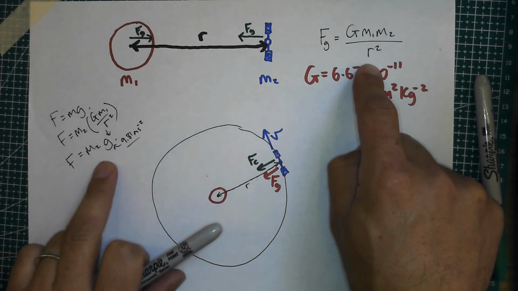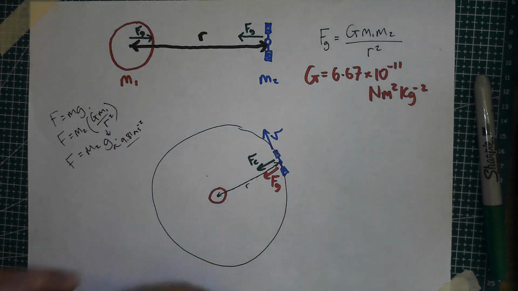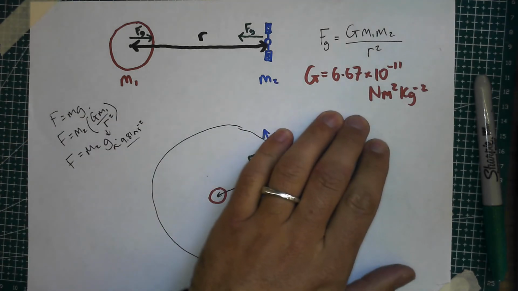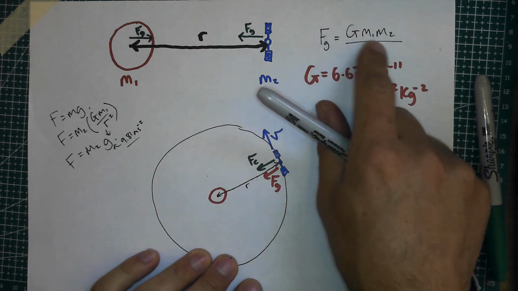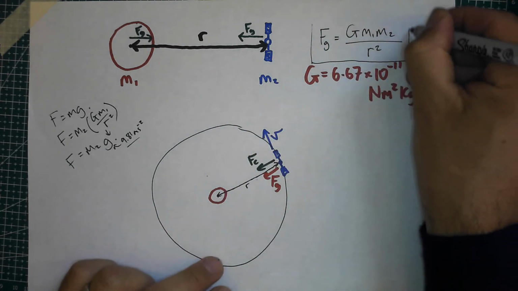Okay, so we only use little g to calculate the weight force on objects near the surface of the Earth, which is most scenarios. Until we get satellites, until we get out into space, then we need to use this equation up here, which is given to you.